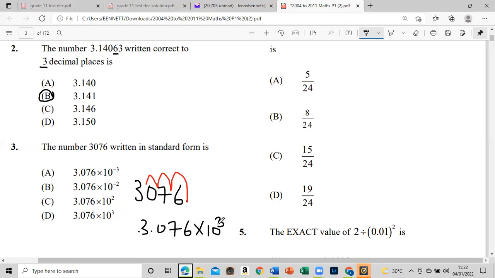All right, so now we need to determine if it's positive or negative. The value of this must equal this when we multiply. When we get the product, this must equal this. So if we are multiplying by a positive number, 10, 100 or 1,000, we move the decimal place to the right. So it will be positive. So our answer would be 3.076 times 10 to the 3. Let's move on to number 4.